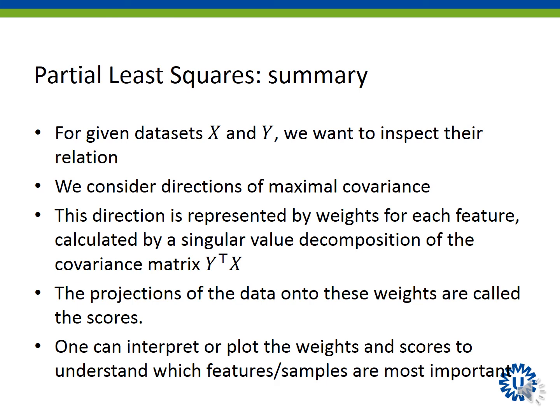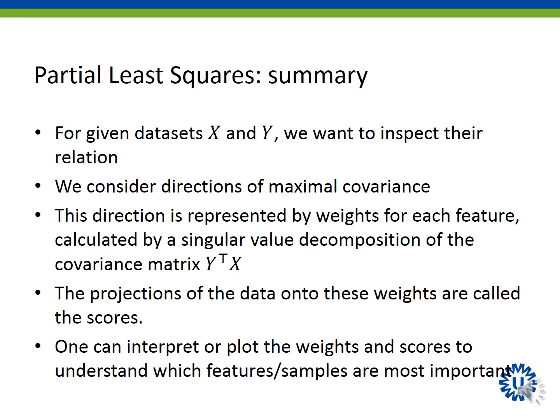To summarize, for given datasets X and Y, we want to inspect their relation, so not only within X or within Y, but between X and Y. We consider directions of maximal covariance rather than maximal variance. This direction is represented by weights for each feature, just as for PCA. However, these weights now have the interpretation of being important for the relation between X and Y. And these weights for PLS are calculated by a singular value decomposition of the covariance matrix Y transpose X, or X transpose Y.